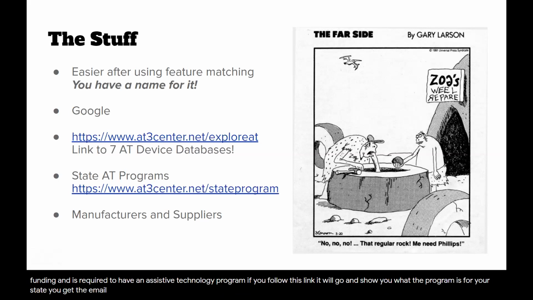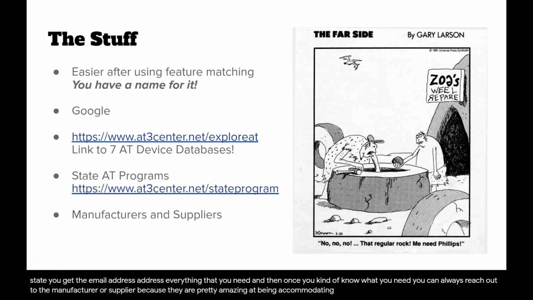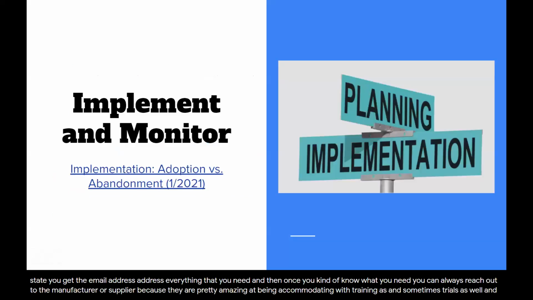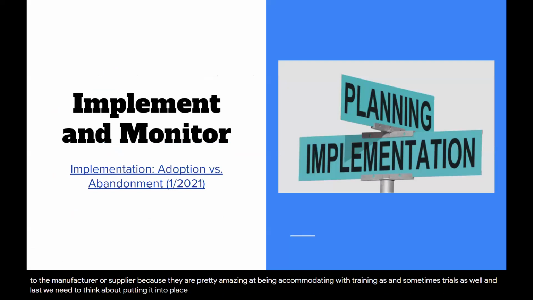You get the email address, everything that you need. And then once you kind of know what you need, you can always reach out to the manufacturer or supplier because they are pretty amazing at being accommodating with training and sometimes trials as well. Then last, we need to think about putting it into place, or all that consideration we did is not going to matter.